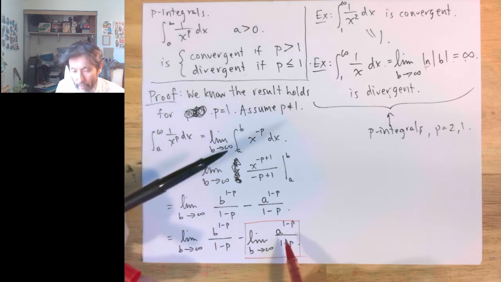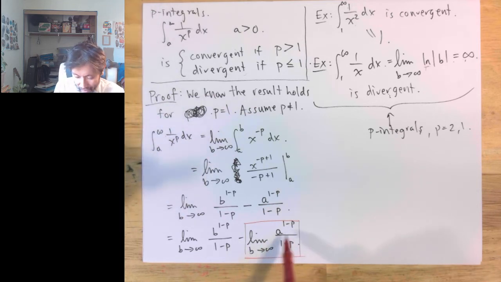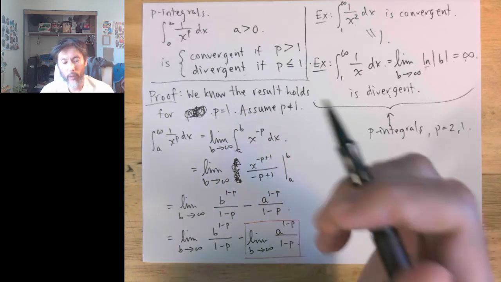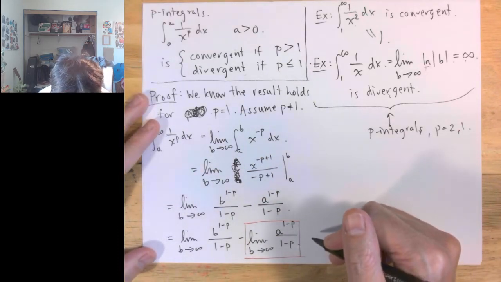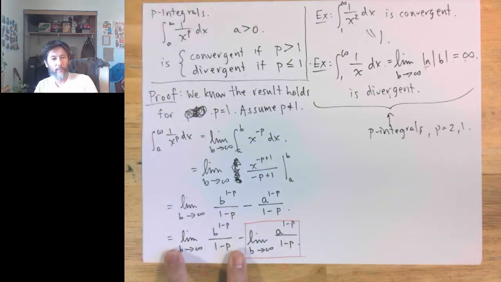Now, if you observe this limit right here, this one is totally trivial because the thing that we're taking the limit of does not have any b's in it. There's not a b to be found in there. So independent of what b does, a to the 1 minus p over 1 minus p is just itself. It's the same way that if you were taking the limit as b goes to infinity of 3.1, the answer would be 3.1. But what about this guy? This limit here is a bit more interesting.